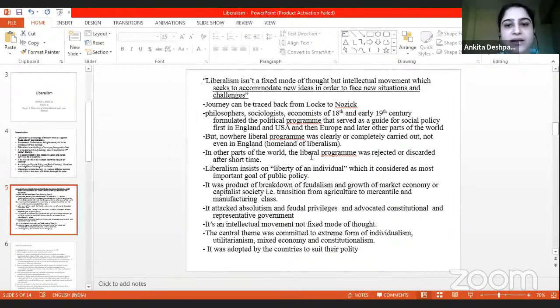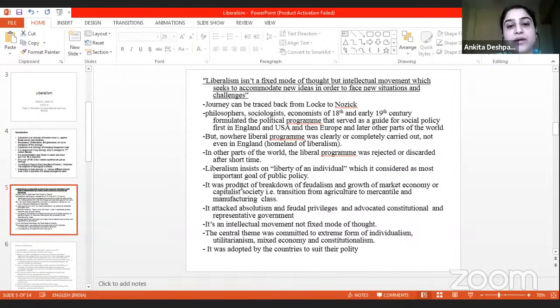But even in England itself, liberalism was never completely adopted. It was changed. As the situations changed, liberalism also adapted itself to the changing situation.